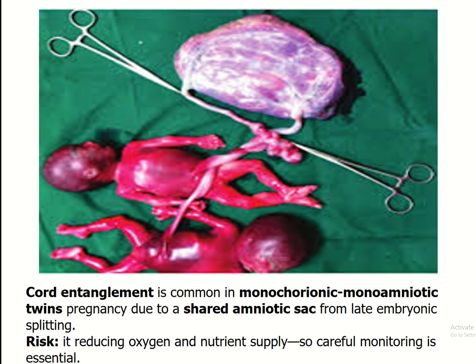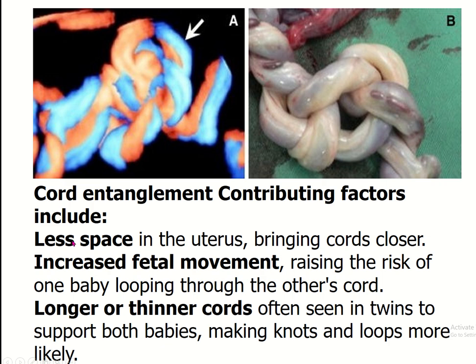Cord entanglement is common in monochorionic monoamniotic twin pregnancy due to the shared amniotic sac from the late embryonic splitting. It reduces oxygen and nutrition supply, so careful monitoring is essential. It occurs due to less space in the uterus, bringing cords closer, and increased fetal movement, raising the risk of one baby looping through the other's cord.